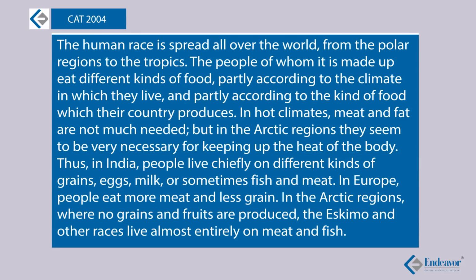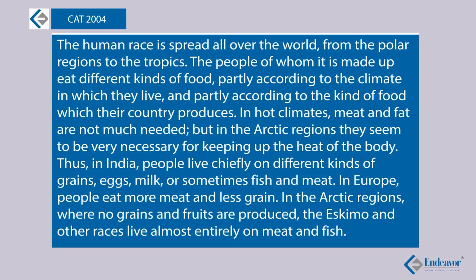The passage. The human race is spread all over the world from the polar regions to the tropics. The people of whom it is made up eat different kinds of food, partly according to the climate in which they live and partly according to the kind of food which their country produces. In hot climates, meat and fat are not much needed, but in the Arctic regions they seem to be very necessary for keeping up the heat of the body.